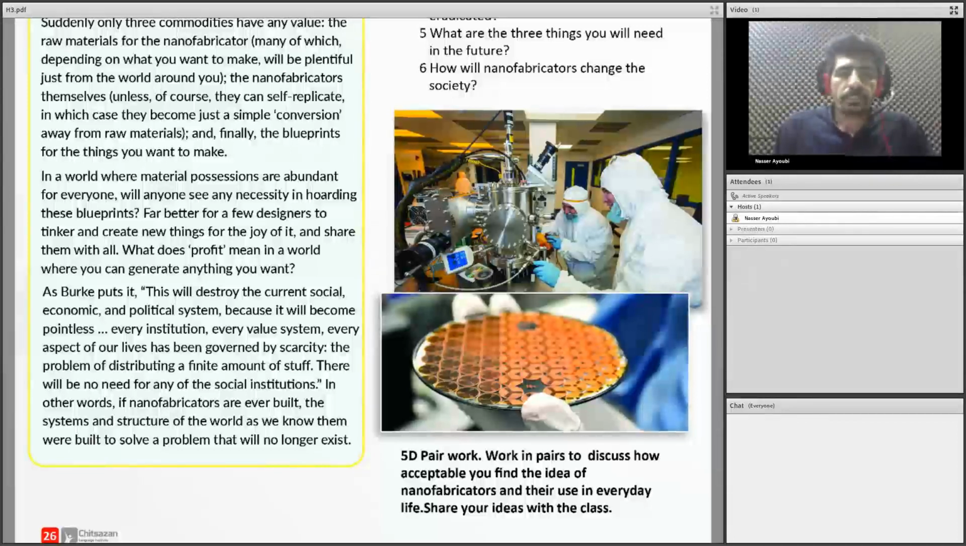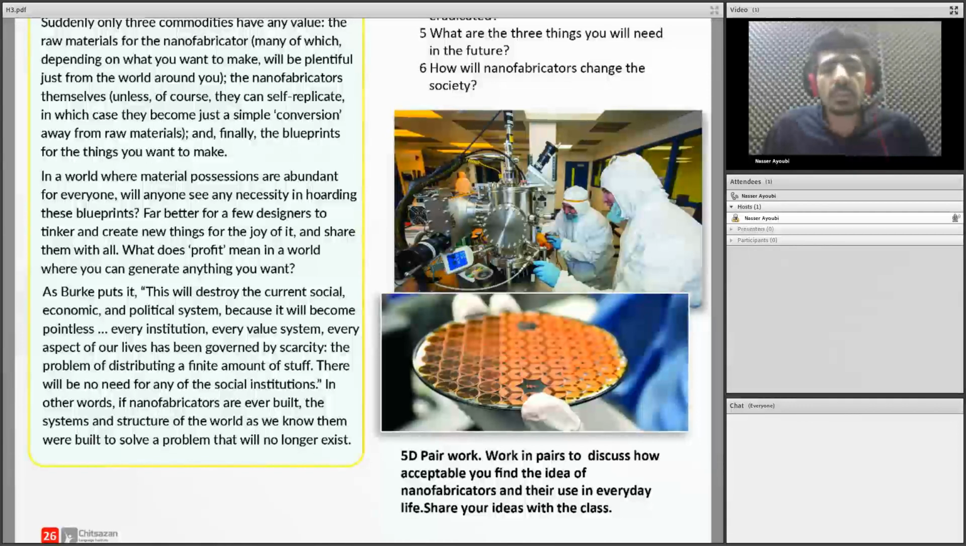So, in a world in which material possessions will be plentiful for everyone, everyone can have access to materials of any kind. Will it be necessary to hoard, to store up these plans, these designs, these blueprints?